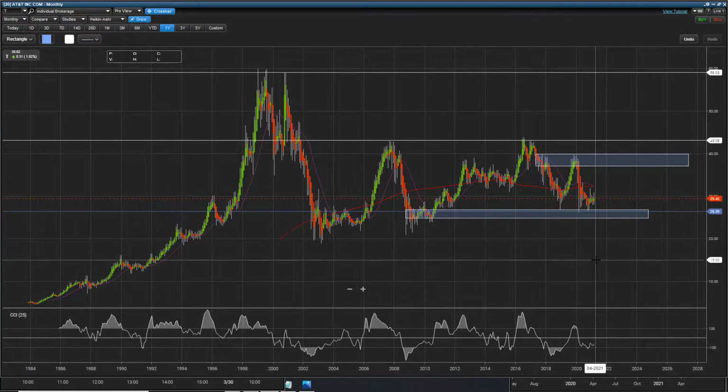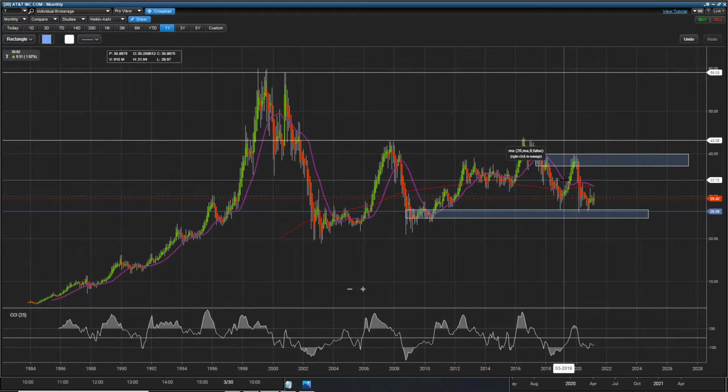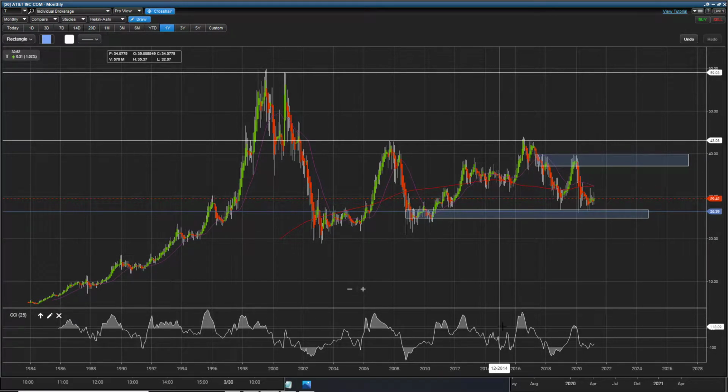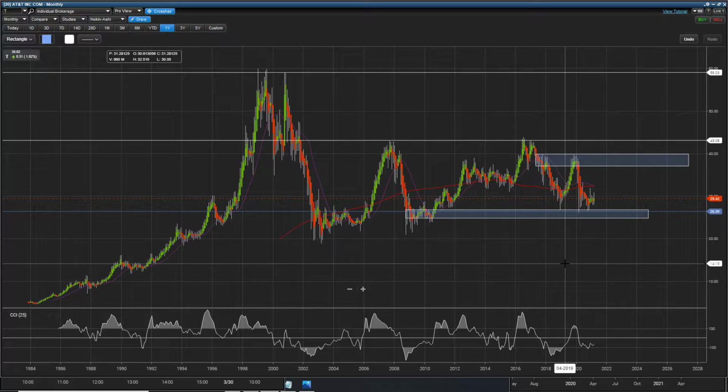I do use 3 indicators, although if you are a supply and demand trader, you do not have to use any. I do use the 20 SMA, which is the purple line. The red line is the 200 SMA. And then I do use the CCI indicator, either on the 25 or the 30 period.